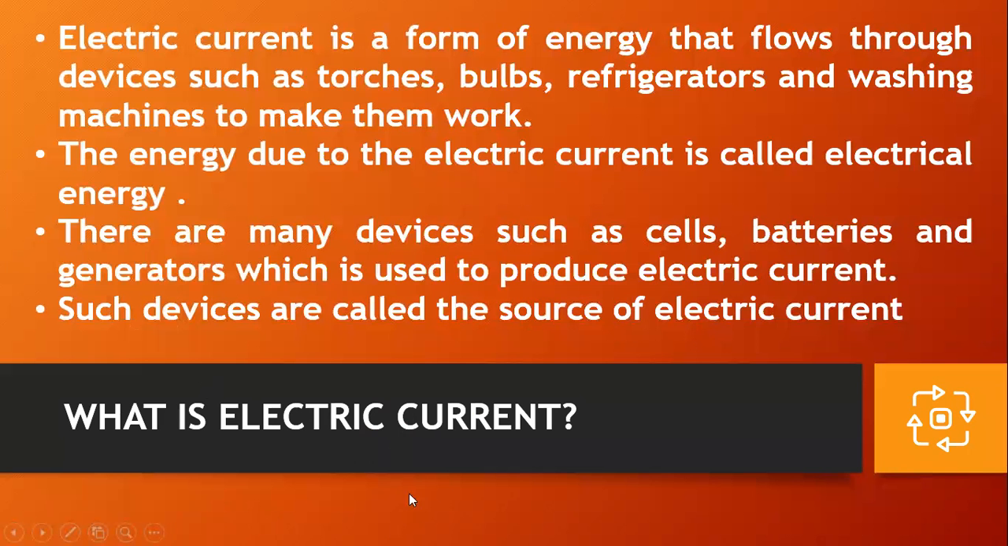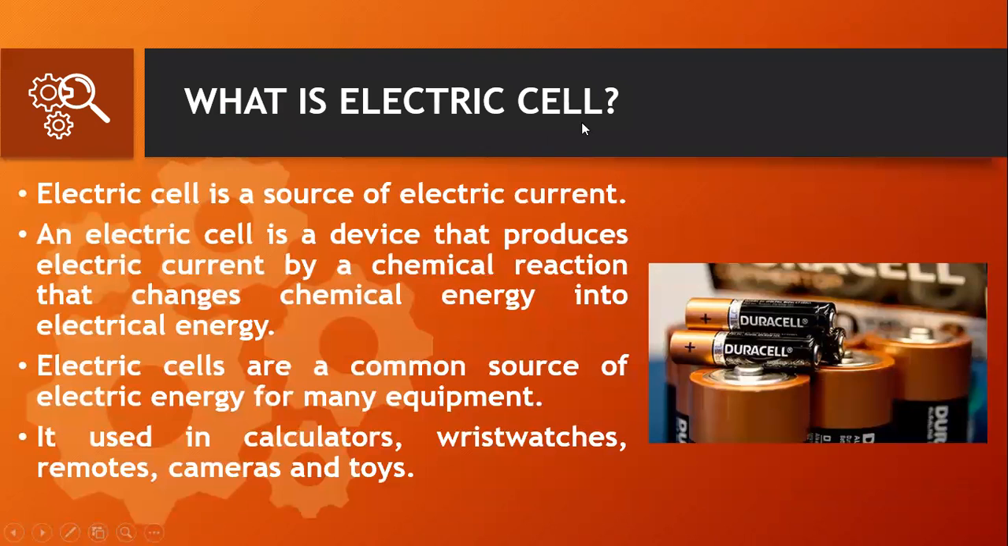Now the question arises: what is electric current? Electric current is also known as electricity, but here we are going to learn what electric current is. Electric current is a form of energy that flows through devices such as a torch, bulb, and refrigerator and makes them work, right? This energy is also known as electrical energy. Devices like cells, batteries and generators produce the electric current, so they are known as the source of electric current.